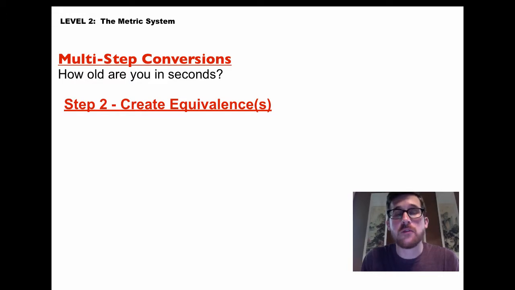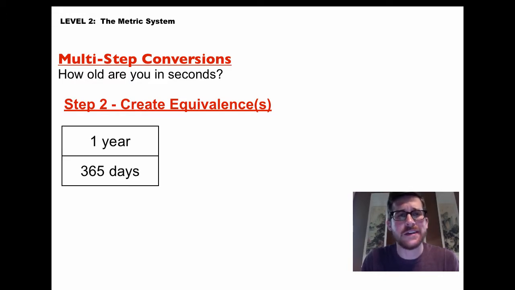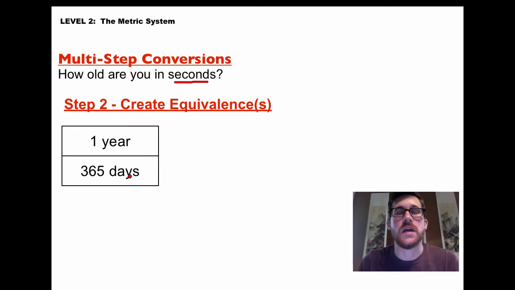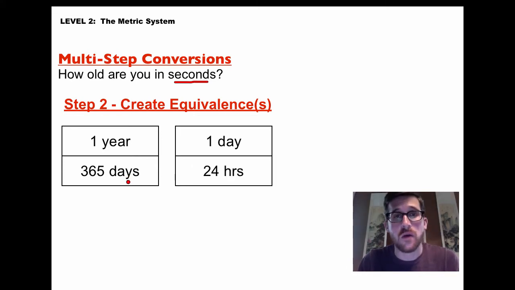Step 2, create the equivalences. All right, so I'm going to start with years, and I can go logically in my head to days, right? We're pretty familiar with that. So here's my first domino that I might use, 1 year to 365 days. All right, that still doesn't get me to the answer because the answer wants seconds, right? So, all right, I'm in days. What other time unit do I know? Okay, how about hours? Yeah, okay, 1 day is 24 hours. That's easy, right? So there's another equivalence domino.